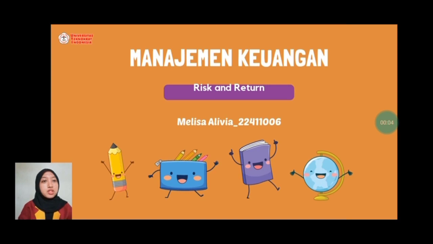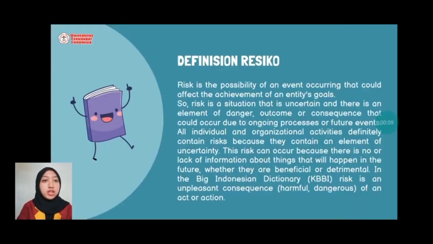Okay, in this video I will discuss risk and return. The first point is the definition of risk. Risk is the possibility of an event occurring that could affect the achievement of an entity's goals. So risk is a situation that is uncertain and has an element of danger, outcome or consequence that could occur due to an ongoing process, future events, or individual and organizational activities. Risks are uncertain because they contain an element of uncertainty. Risk can occur because of a lack of information about things that will happen in the future, whether they are beneficial or detrimental.